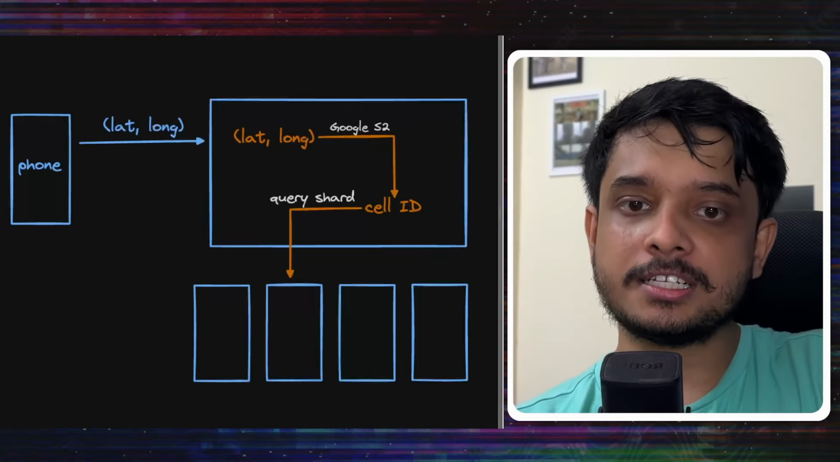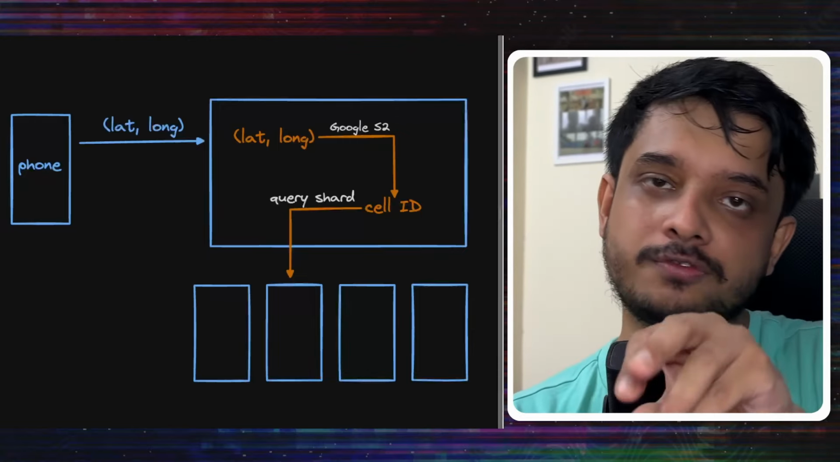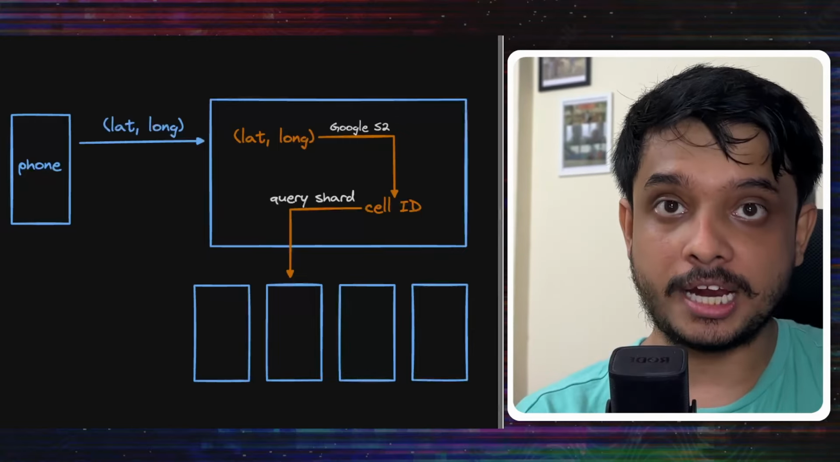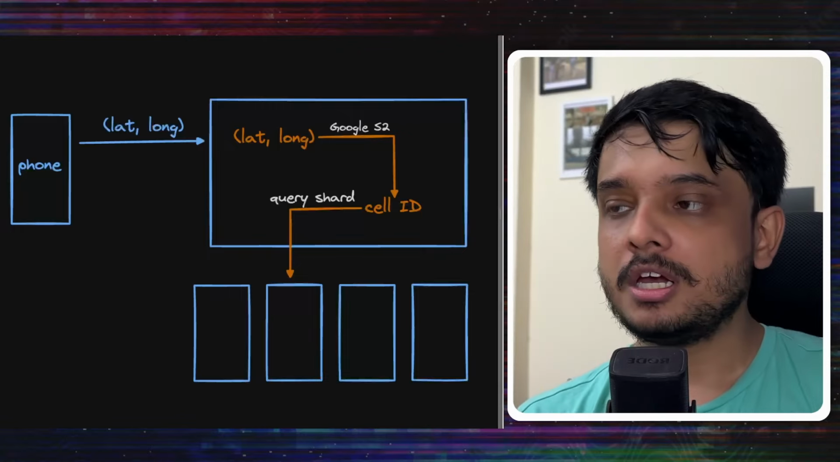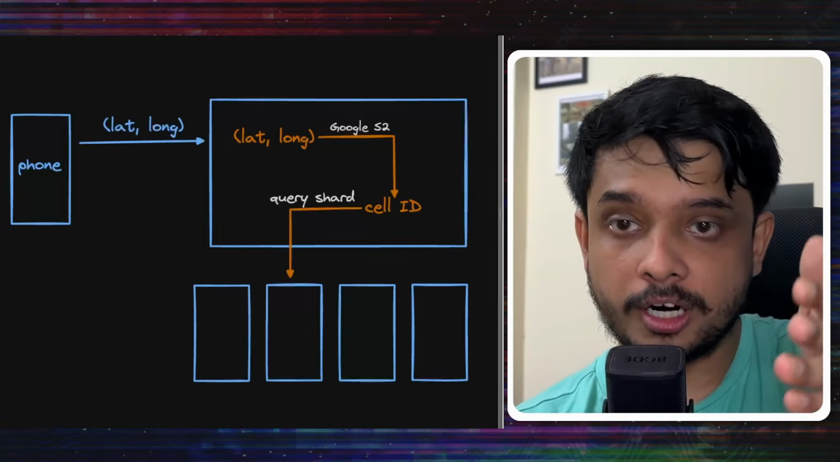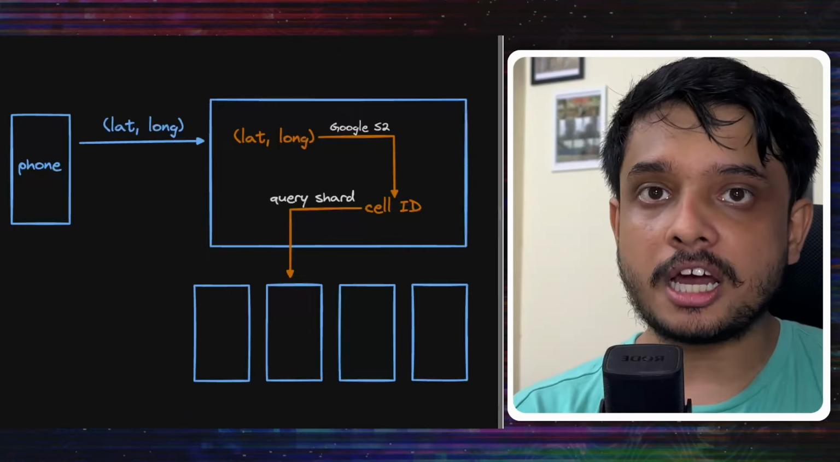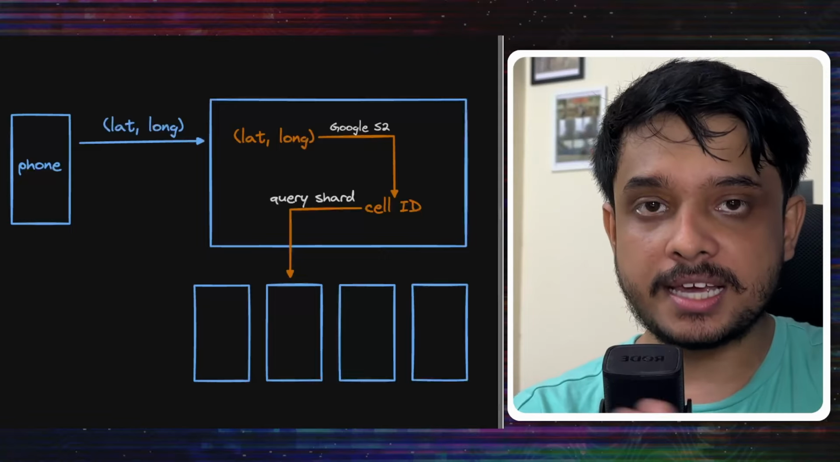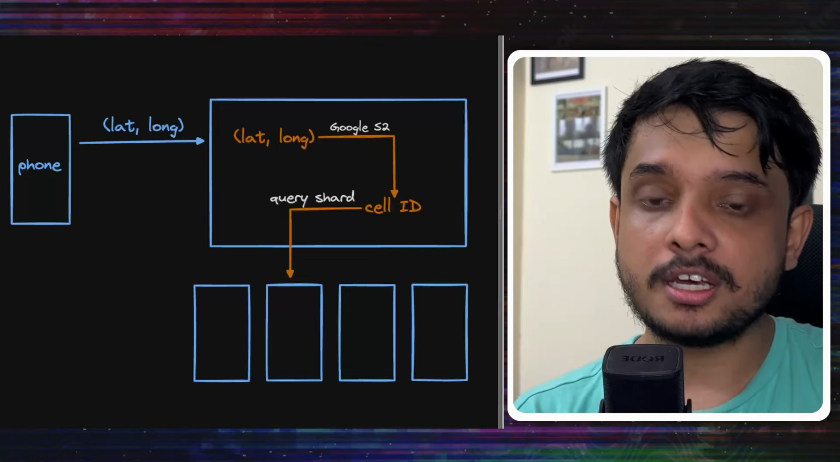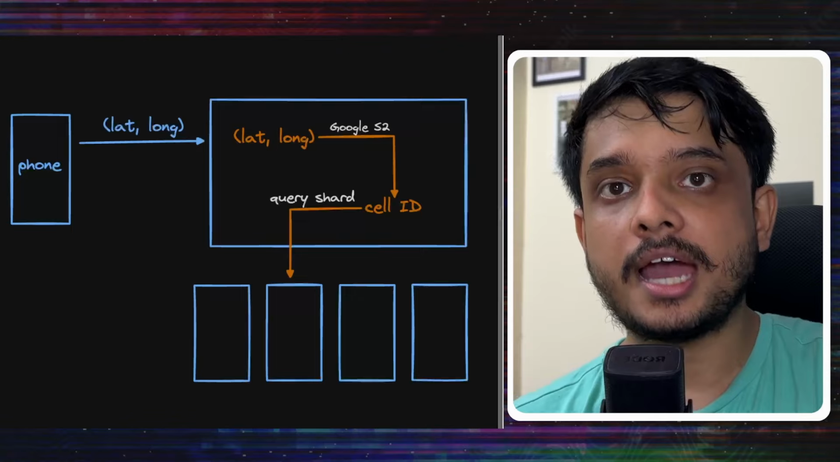When you want to see singles around you, you would send a request from your device, which will carry your latitude and longitude location. The Google S2 library would convert the latitude and longitude to a cell ID. Now you have the mapping of which cells are held in which shards. So we'll go to that shard and query that.